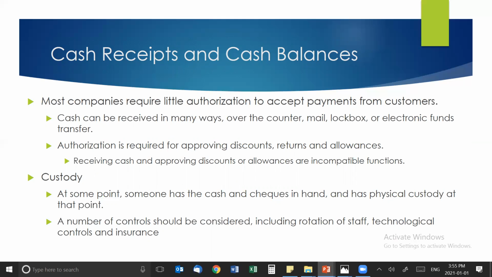So there should be authorization required for approving any discounts, any returns, any allowances. Okay? At some point, someone's going to have cash or checks in their hand, and that person's going to have like the physical custody of the cash. So there should definitely be a number of controls considered for that person who will have the custody of cash. So how do you know they're not going to just pocket the cash? So there needs to be like rotation of staff, technological controls, insurance.